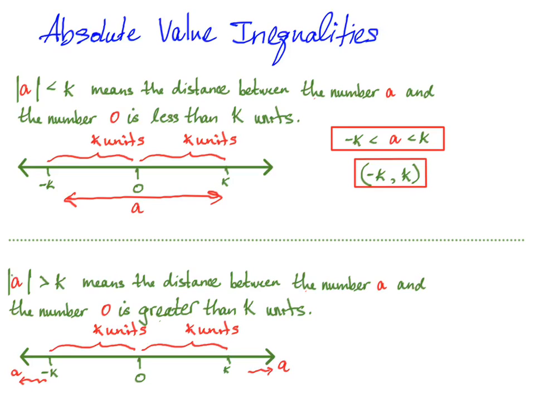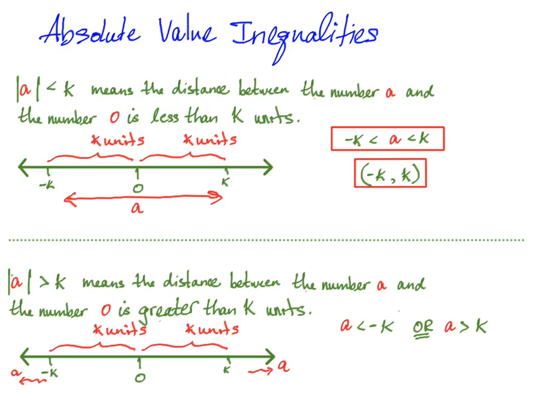As an inequality, we have to write it as a compound inequality. A is less than -K or A is greater than +K. We can't say and, because there's no way a number can be less than -K and greater than +K. There's no way that A can be both of those things at the same time. So we have to say or.